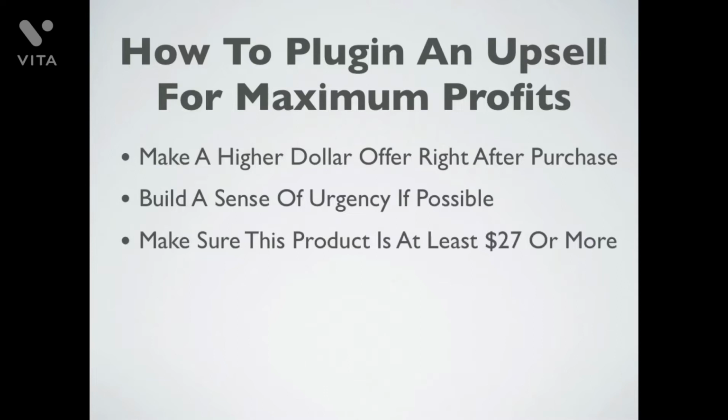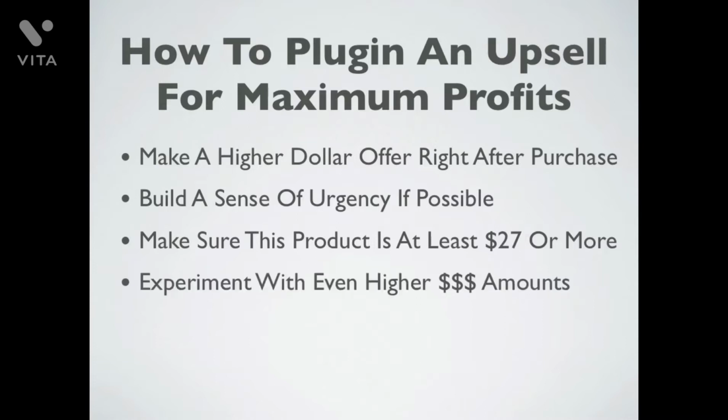And with an upsell, we want to make sure our product is at least $27 to make it worth our while. Because if it's not high enough dollar, there's not enough return on our time, so it's almost not even worth doing. So go with something that's at least $27 and experiment with even higher dollar amounts, because the higher the price you charge, obviously the more money you're going to make. It would take you 3.5 sales at $27 to equal one sale at $97. So definitely experiment with even higher dollar amounts.